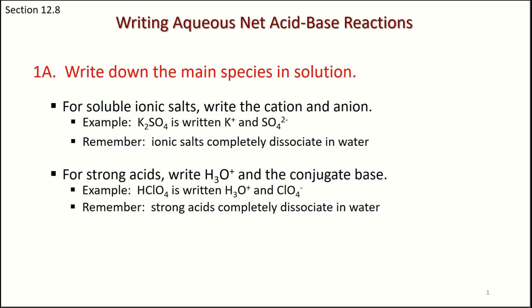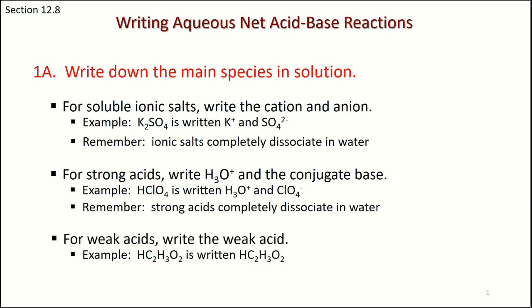Whenever these strong acids are placed into water, they will completely form hydronium and the conjugate base. So for perchloric acid, it will produce hydronium and the perchlorate anion in water. For weak acids, we will just write the weak acid as is. So for example, acetic acid would just be written as acetic acid. Remember, using the acid-base table, we can identify the weak acids as those being listed below hydronium and above water, including water. Water can act as a weak acid.